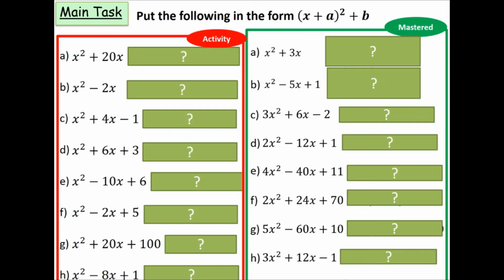So for the main task of this lesson, I would like you to complete 4 questions from the red and 4 questions from the green. So that's 8 questions in total. Once you're done, take a photo of your work and upload that onto Class Charts to show you have completed the work for this lesson.